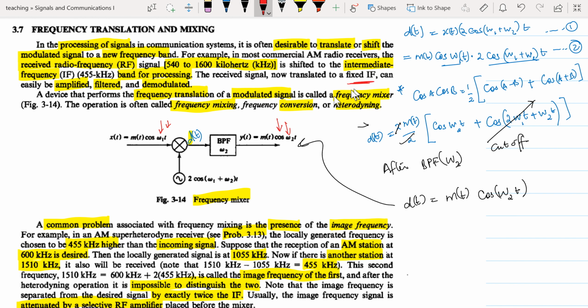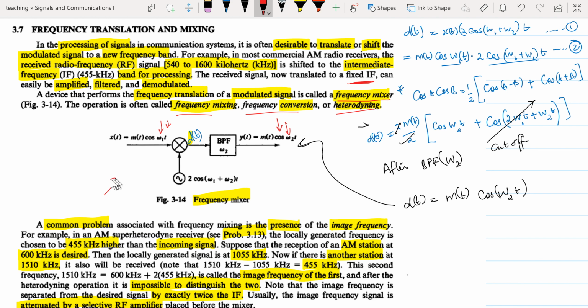to a new frequency called the intermediate frequency. In that intermediate frequency, it is easier to perform amplification, filtering, and demodulation. For that reason, we need to find how to carry out the frequency translation. The device that performs that frequency translation is called the frequency mixer or converter or heterodyne receiver. So there are three terms used for the same process: frequency mixing, frequency conversion, or heterodyning.